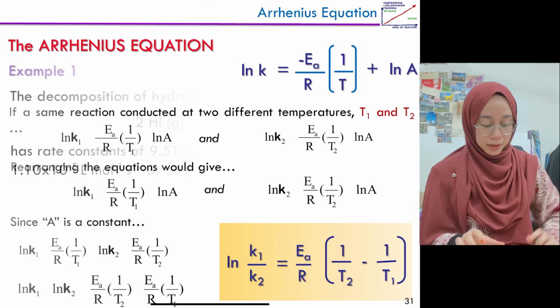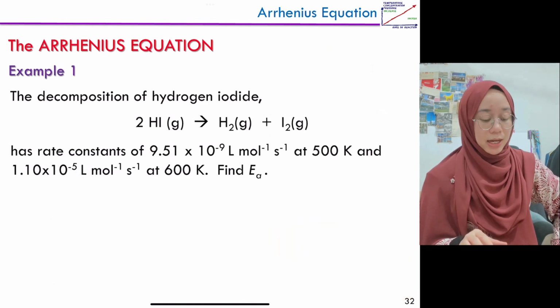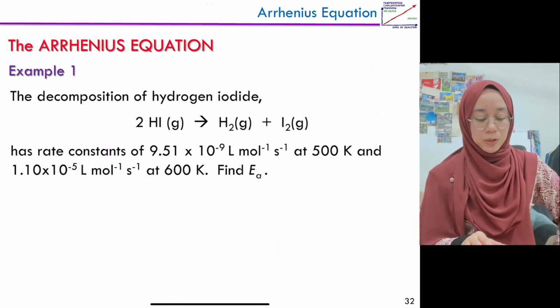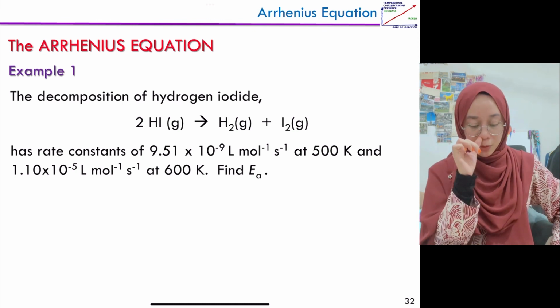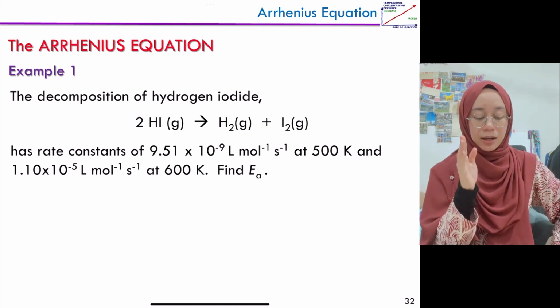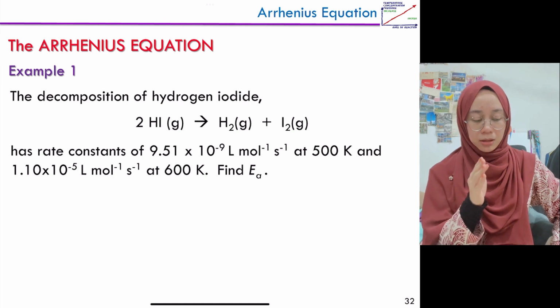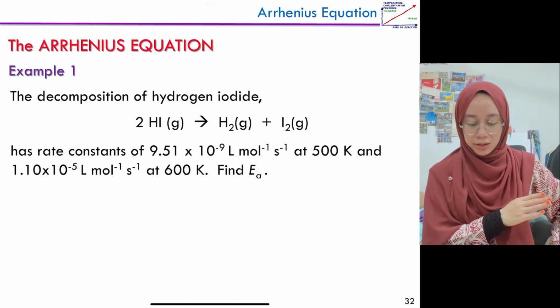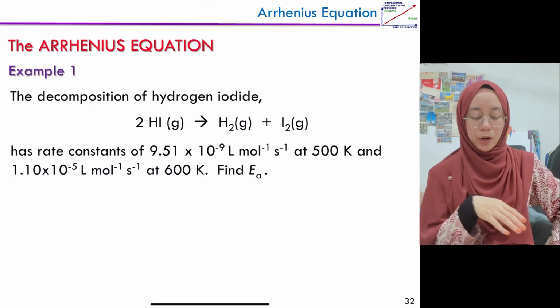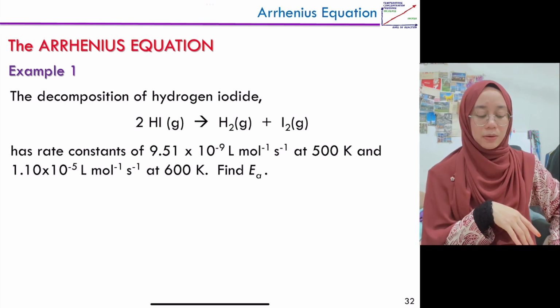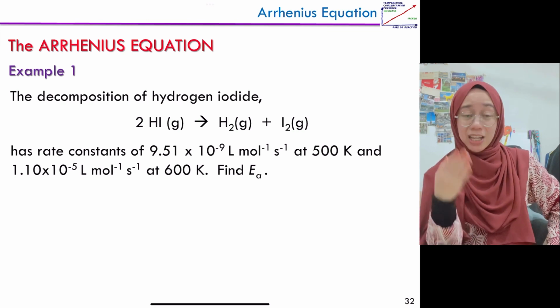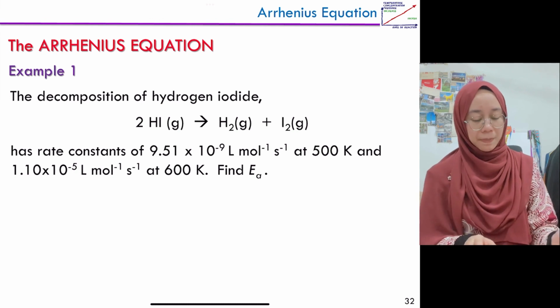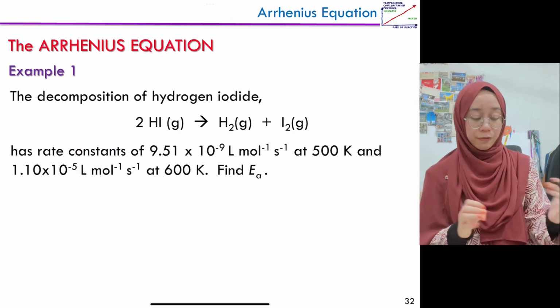Okay, so example 1. So kita ada decomposition of hydrogen iodide kat sini. So it has a rate constant of 9.51 exponent negative 9 liter per mole per second, okay, at 500 K, and 1.1 exponent negative 5 liter per mole per second at 600 K. So find EA. So apa yang kamu kena buat sekarang adalah keluarkan dulu info yang ada.